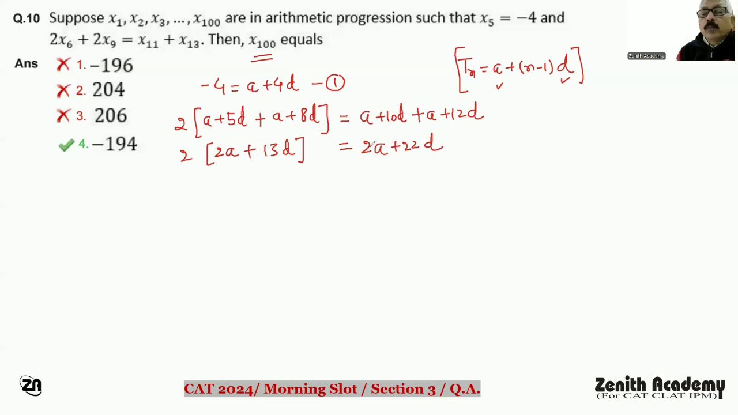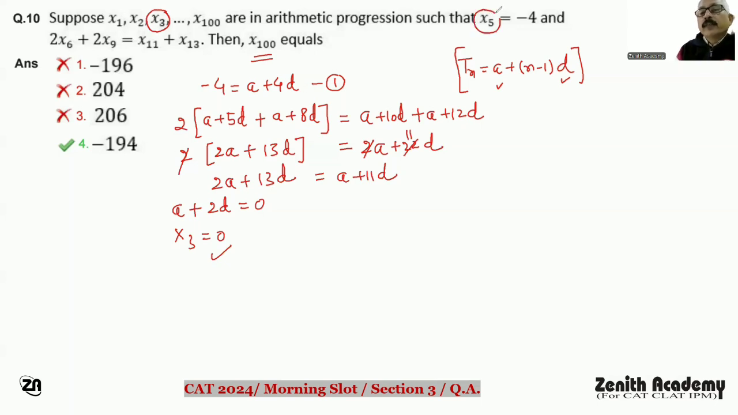So 2 से ये कॉमन 2 लेकर के कैंसिल हो जाएगा. It is a plus 11d and here it is 2a plus 13d. 2a minus a is a and 13 minus 11 is 2d, is equal to 0. It means third term is 0. So x3 is 0 here. x3 is 0 and x5 is given minus 4. So this is your equation number 2.